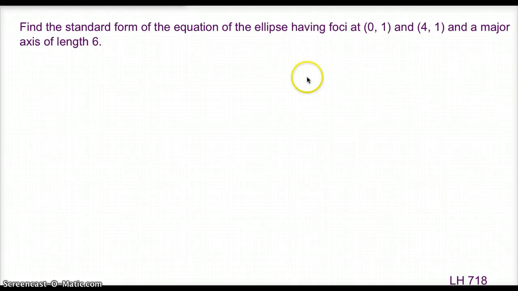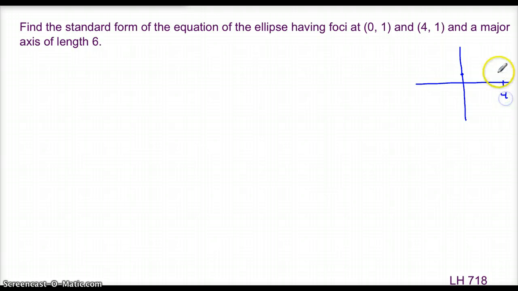Okay, we want to find the standard equation of an ellipse having this information: foci at (0, 1) and (4, 1), and a major axis length of 6. So if we were to quickly sketch this, (0, 1), (4, 1), and a major axis length of 6.